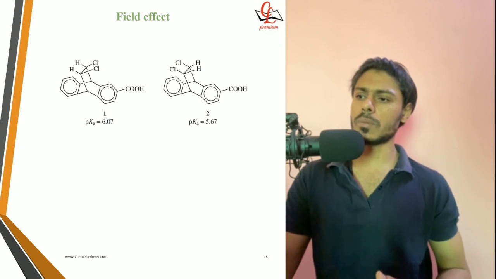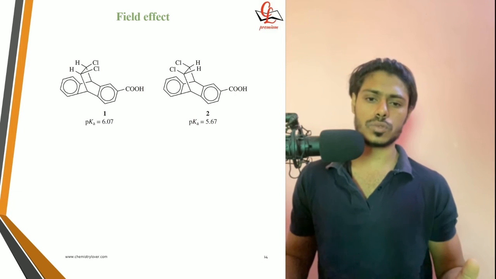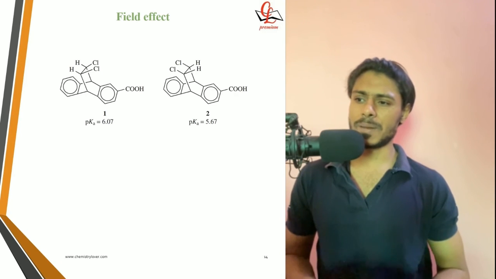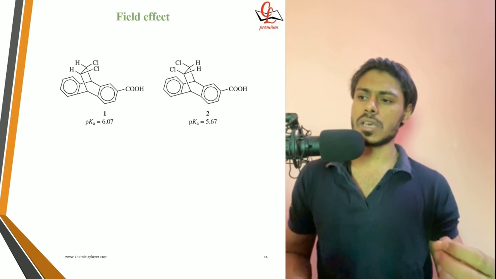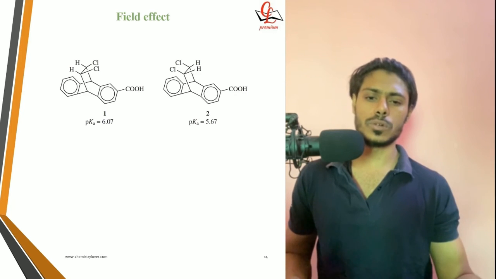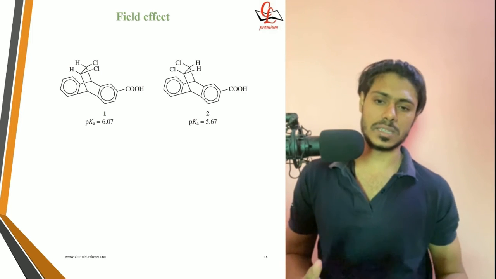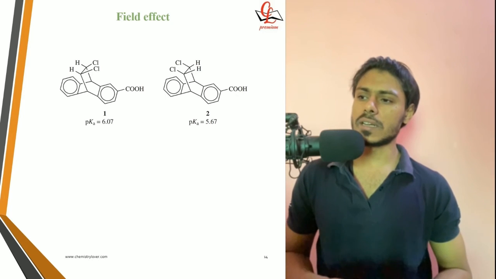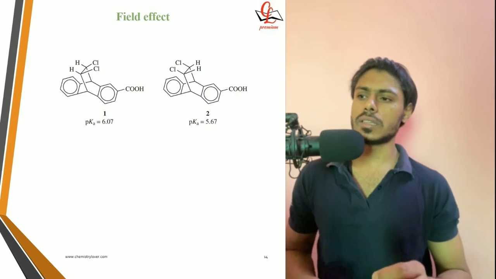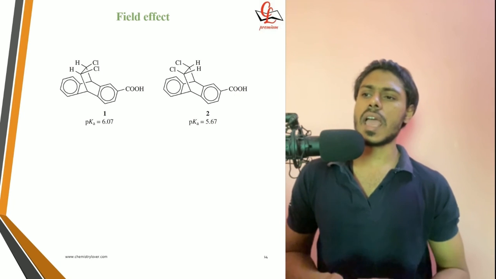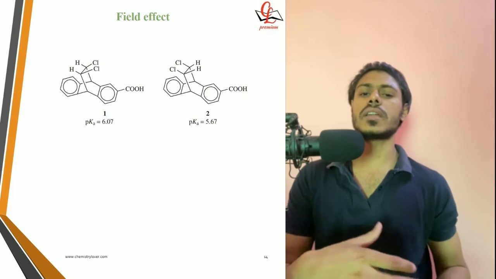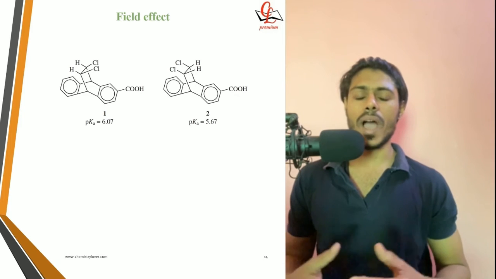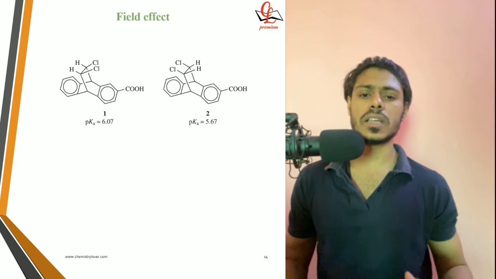If we consider molecule 1 and molecule 2, they are two acidic molecules, but the pK of molecule 1 is higher compared to the pK of molecule 2. That means molecule 2 is more acidic. But if you look into the structure, it is almost the same. The only difference is that in molecule 1 the chlorine atoms are on the right hand side, and in molecule 2 the chlorine atoms are on the left hand side. So why is there a difference in acidity?